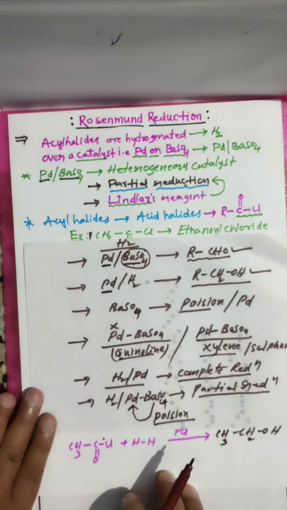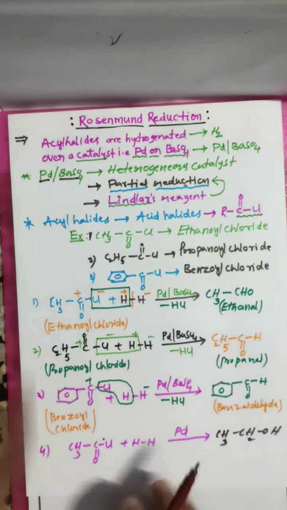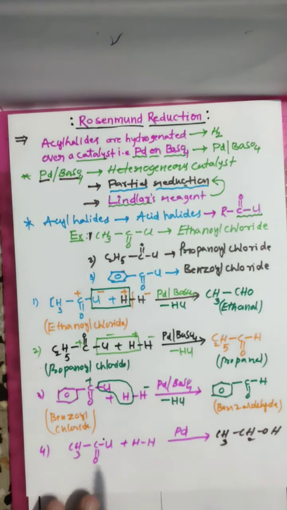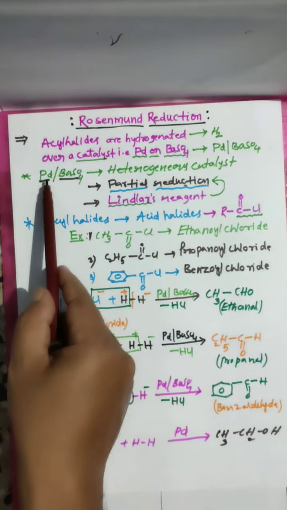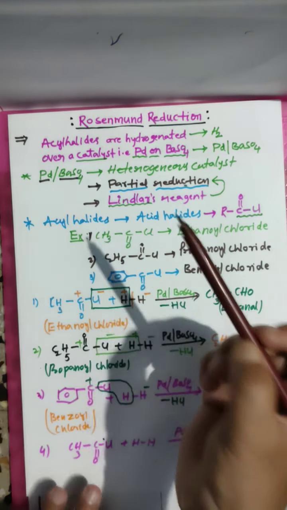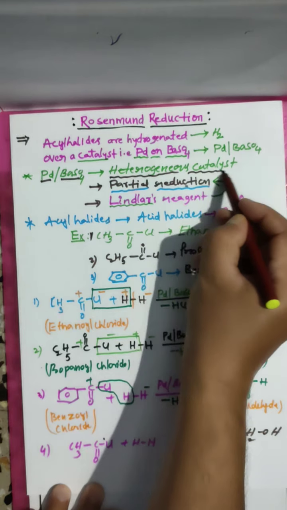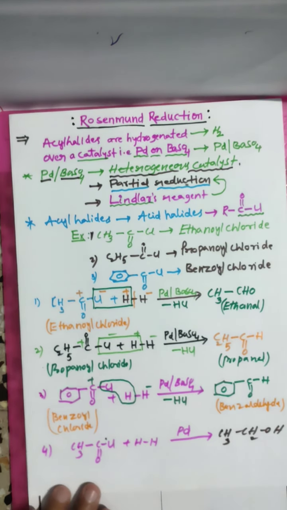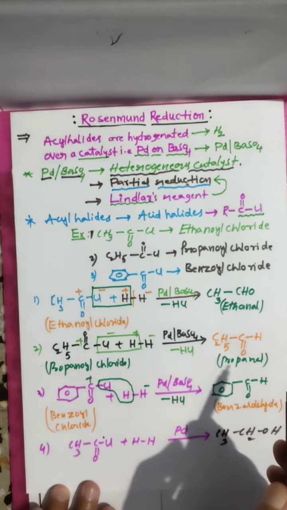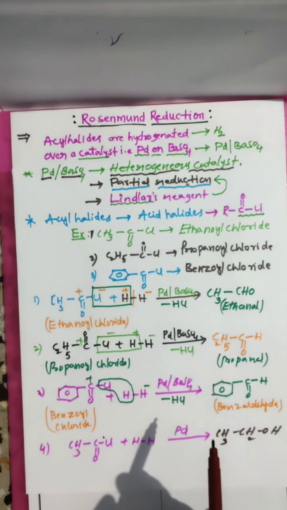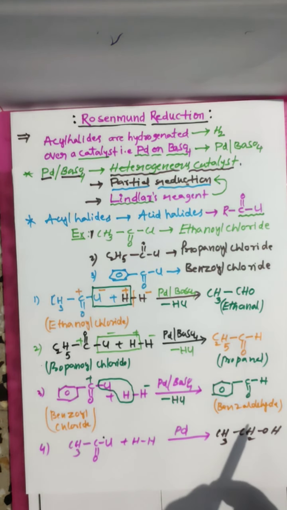This is Rosenmund reduction in the presence of Lindlar's reagent. It is a partial reduction. And this palladium on barium sulfate is a heterogeneous catalyst. It is not homogeneous. All acyl chlorides or acid chlorides are reduced to the respective aldehydes. No further reduction takes place.